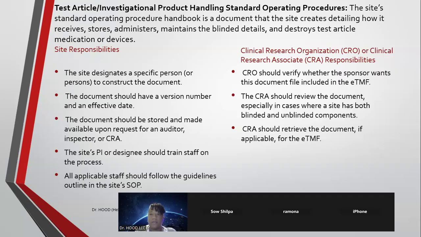Now, as it relates to the CRO or the CRA, the CRO should verify whether the sponsor wants this document filed, included in the eTMF. So typically, when you're dealing with IP, they do want this document retrieved from the site because, again, they want to make sure that the site is following their own guidelines. The CRA should review the document, especially in cases where the site has both blinded and unblinded components. And then the CRA should retrieve the document if applicable.